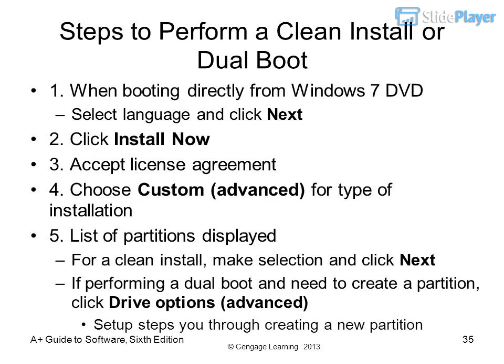1. When booting directly from the Windows 7 DVD, select Language and click Next. 2. Click Install Now. 3. Accept the License Agreement. 4. Choose Custom, Advanced, for the type of installation. 5. A list of partitions is displayed. For a clean install, make a selection and click Next. If performing a dual boot and you need to create a partition, click Drive Options, Advanced. Setup steps you through creating a new partition.